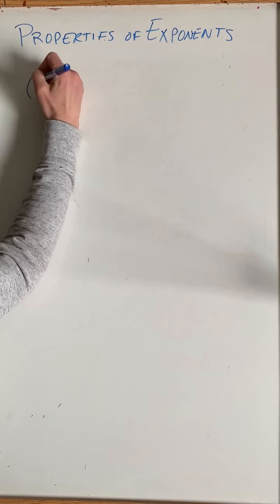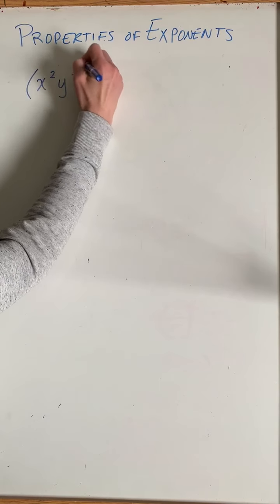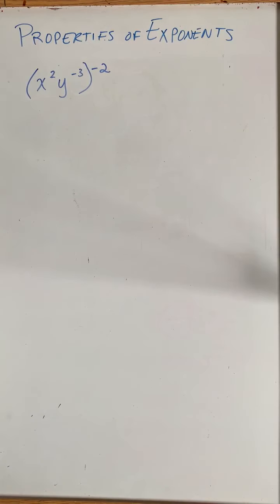Okay, so let's say that we have x squared times y to the negative third, all to the negative second. So again, like I said, there's oftentimes more than one way to do the problem, depending on what your brain sees first. So we've got those negative exponents, but I'm really going to strongly encourage you not to try and rewrite them as positive exponents right away, because it does tend to get really messy.